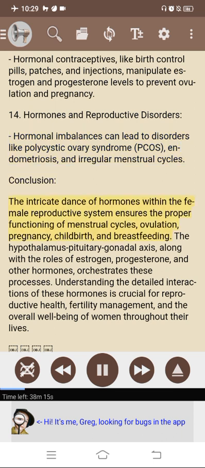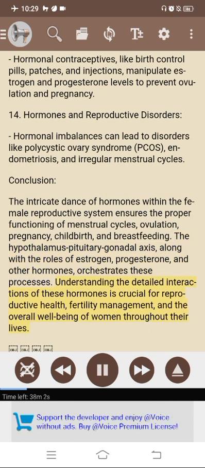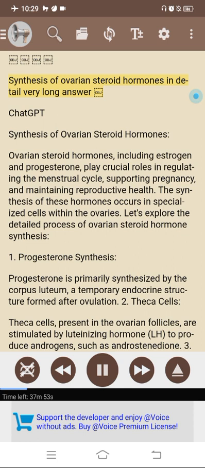Conclusion. The intricate dance of hormones within the female reproductive system ensures the proper functioning of menstrual cycles, ovulation, pregnancy, childbirth, and breastfeeding. The hypothalamus-pituitary-gonadal axis, along with the roles of estrogen, progesterone, and other hormones, orchestrates these processes. Understanding the detailed interactions of these hormones is crucial for reproductive health, fertility management, and the overall well-being of women throughout their lives.